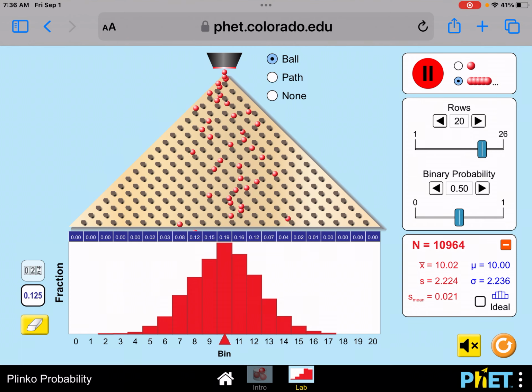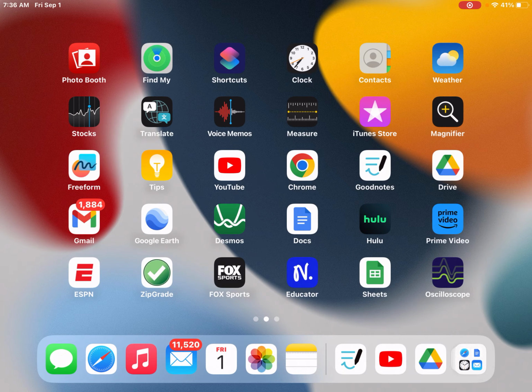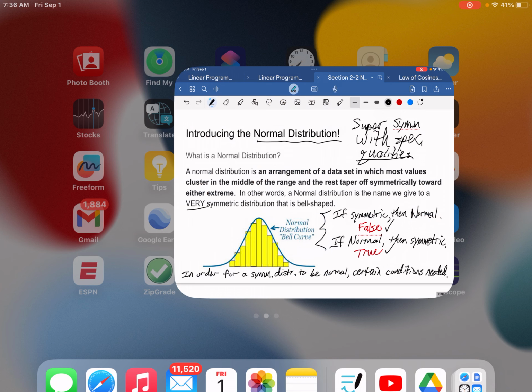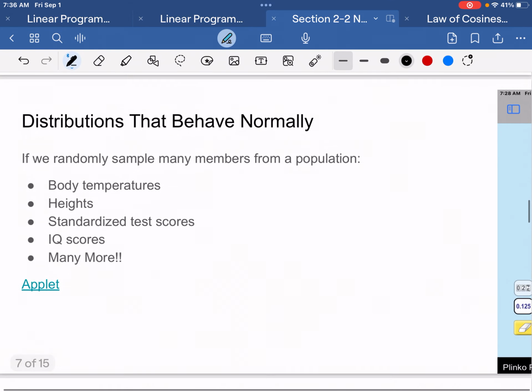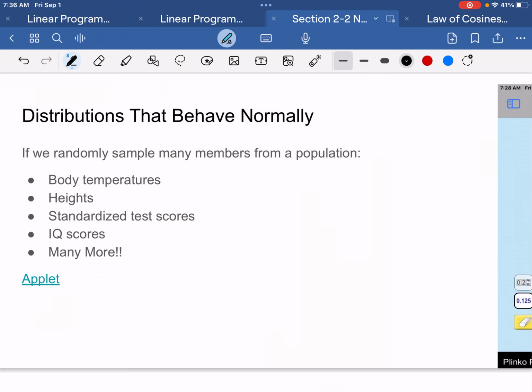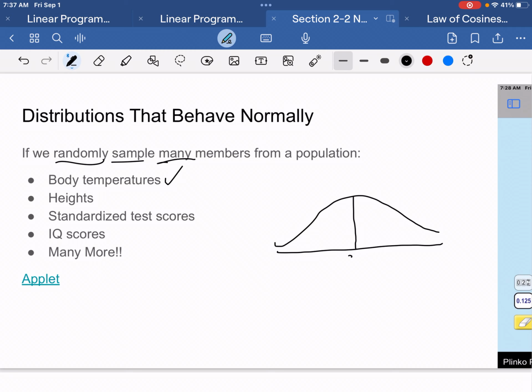So what does that mean? We're going to go back to the notes and discuss what it means for a distribution to be normal. If you go out and randomly sample many people in a population, body temperatures tend to behave normally. What does that mean? It means that if we measure the body temperatures of thousands of people, the distribution of their normal temperature is going to be normal.